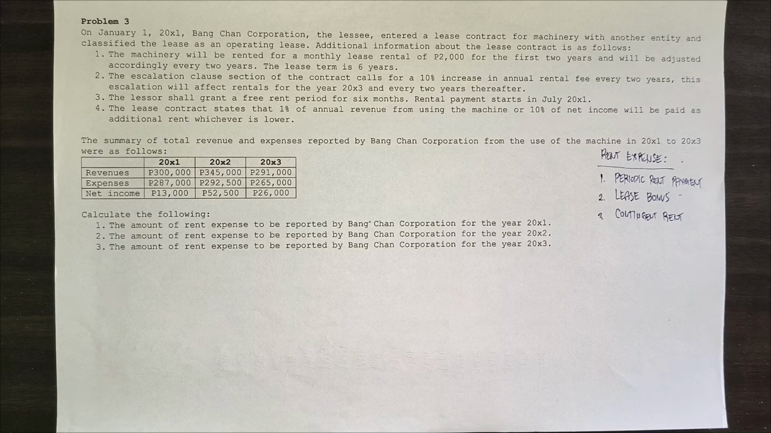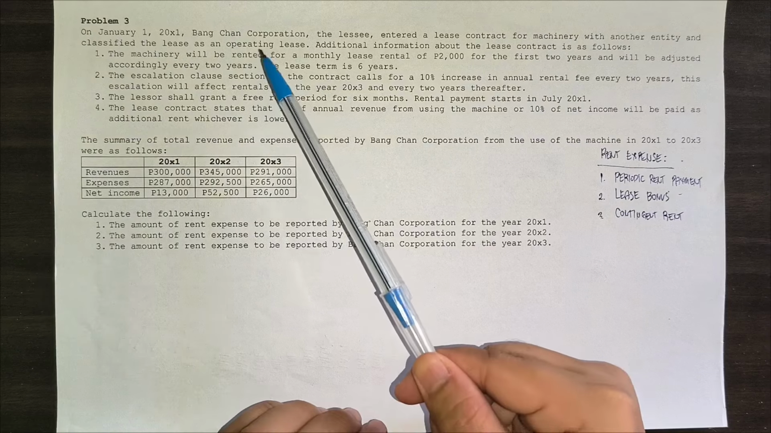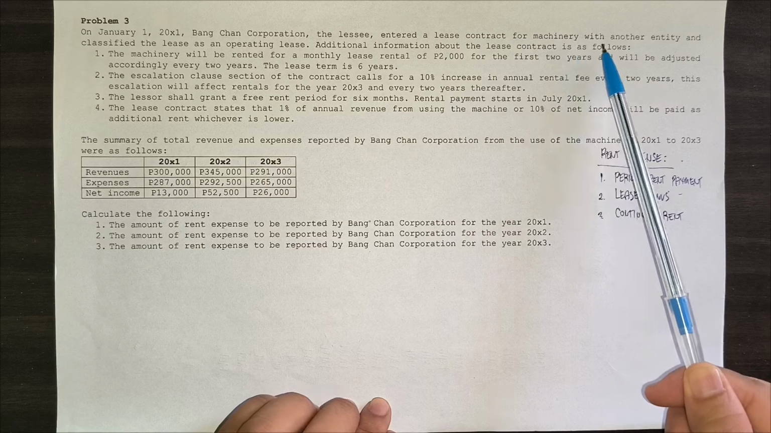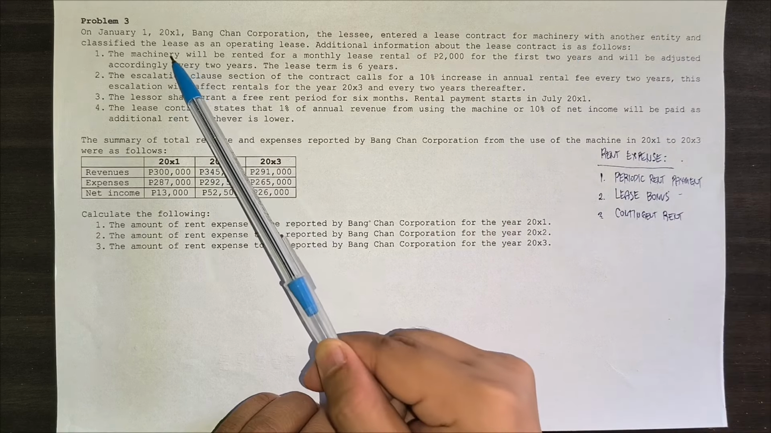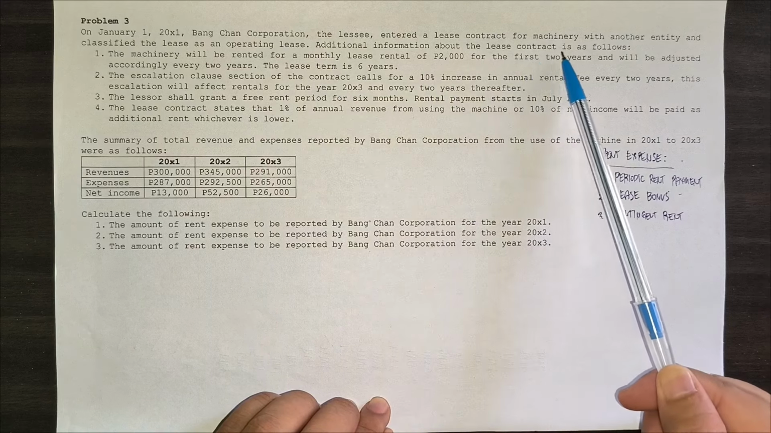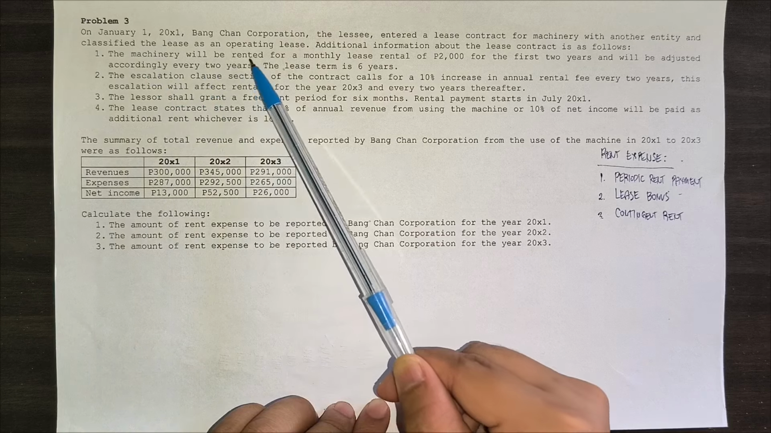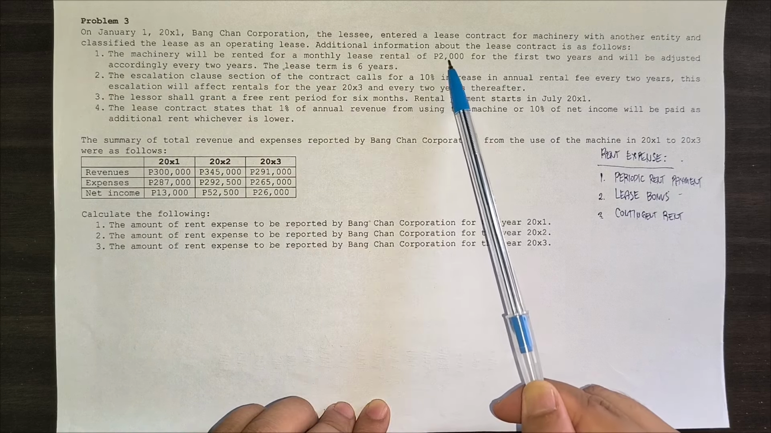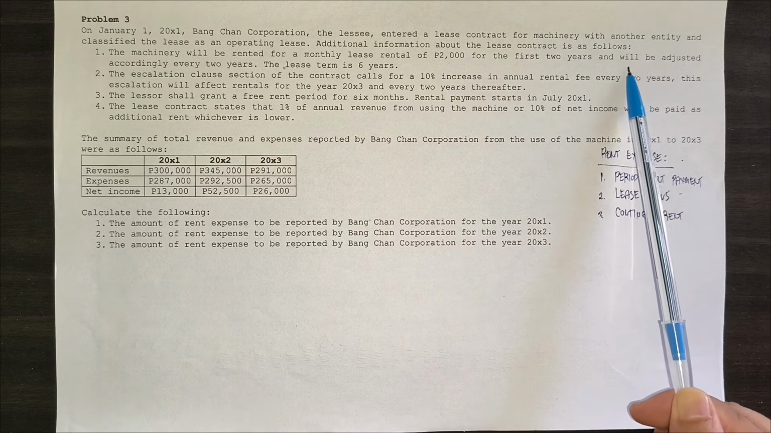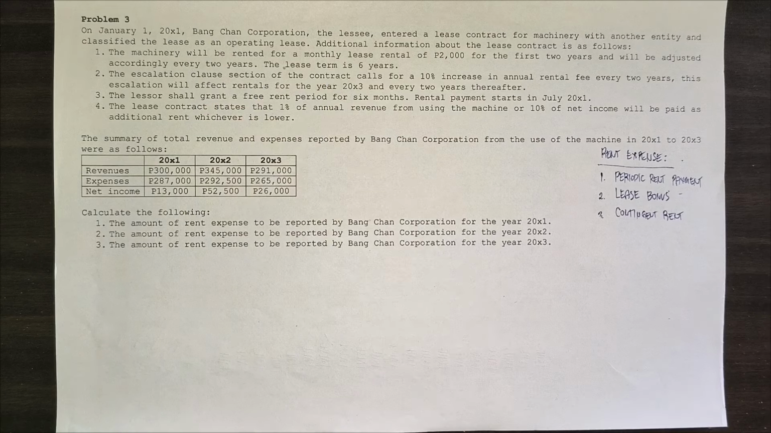Okay? So, basahin na natin itong problem number 3. On January 1, 20X1, Bangchan Corporation, the lessee, entered a lease contract for machinery with another entity and classified the lease as an operating lease. Additional information about the lease contract is as follows. So, number 1, the machinery will be rented for a monthly rental of 2,000 pesos for the first 2 years. And will be adjusted accordingly every 2 years. The lease term is 6 years.